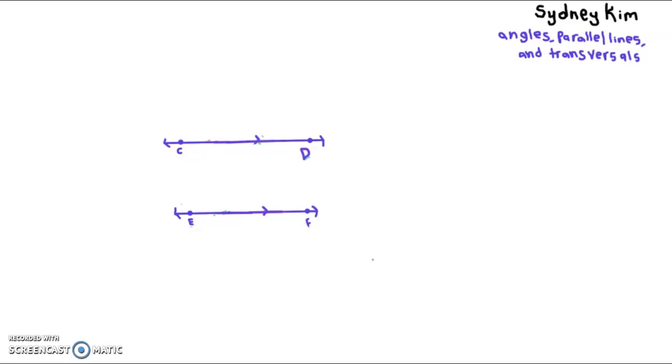This pair of lines is called parallel because they never intersect and they are on the same plane. We can write that they are parallel by saying line segment CD is parallel, and we write parallel by doing this, to line segment EF.